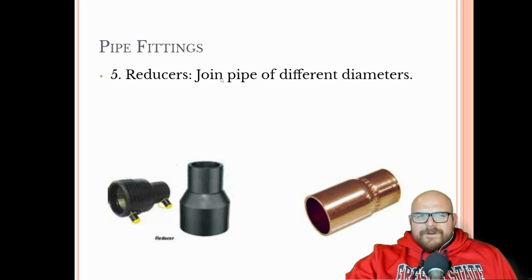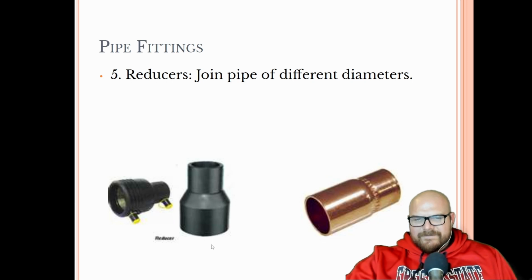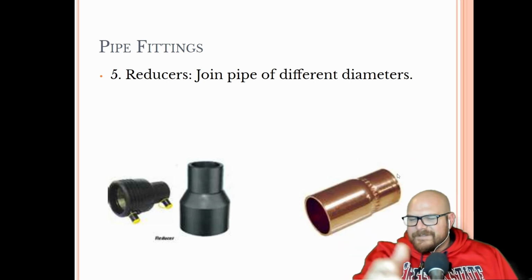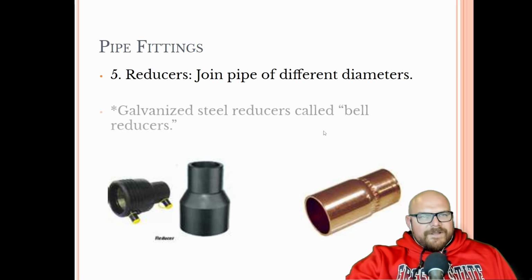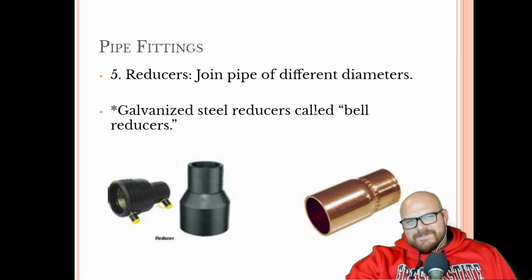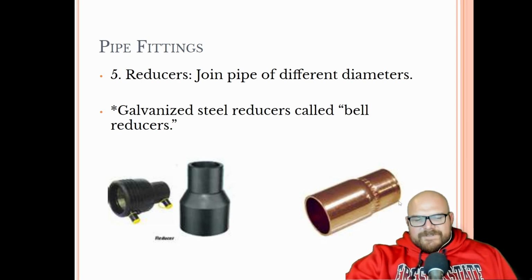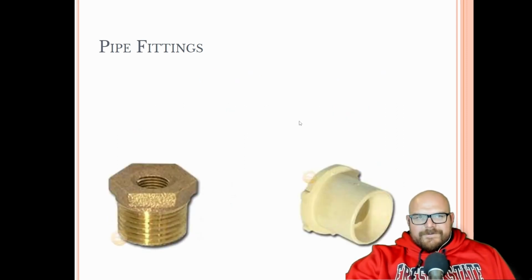We have these reducers here that are going to join pipes of different diameters. You can see that one size is wider, the other size is smaller. That is for the different sizes of pipe. This pipe is going to go on the inside here and inside of that. This one might go from like 3/4 to a 1/2 inch pipe. So if you're changing the size of the pipe from the well where you're coming from into your house, into your fittings, these reducers are going to help. If it's galvanized, this is kind of a special one. We call it a bell reducer because it looks like a bell. But if it's copper, PVC or any kind of plastic pipe, it's just a reducer.